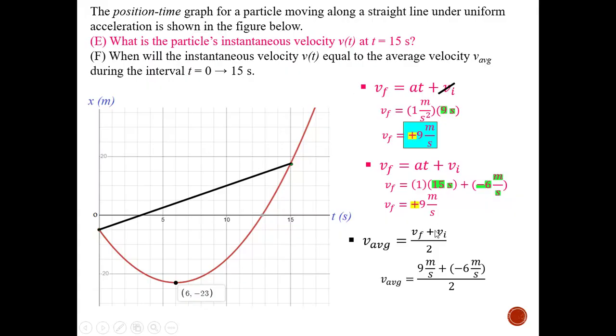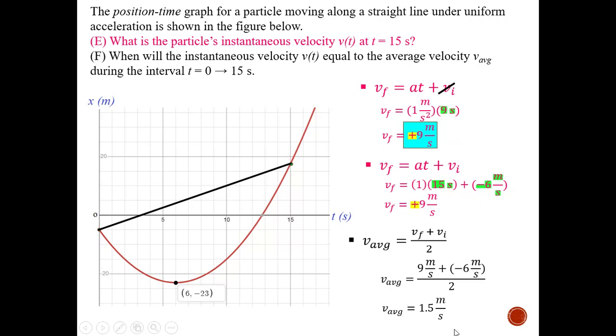At 15 seconds, we just calculated it's 9 meters per second, right? So watch my cursor. I already found the velocity at 15 seconds, which is 9. Well, what's my VI? My VI over here at 0 seconds was -6. So I can just do 9 plus -6 divided by 2, and then that'll give me 1.5 meters per second.